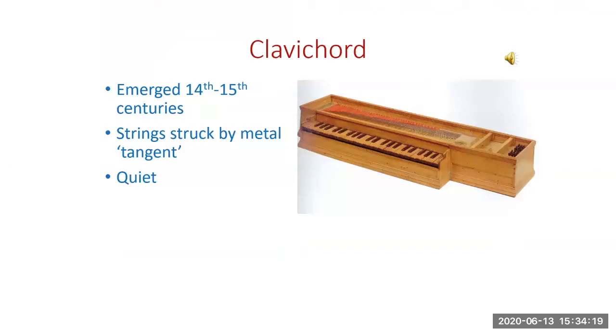So a key on a keyboard looks short, but it's in fact longer than it looks. A key is a little bit like a seesaw. So when you press down on a key on a clavichord, its back end rises up, and on that is a small piece of metal called a tangent that hits the string. Actually, it's a pair of strings strung at the same pitch.